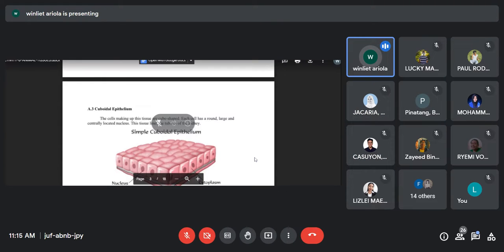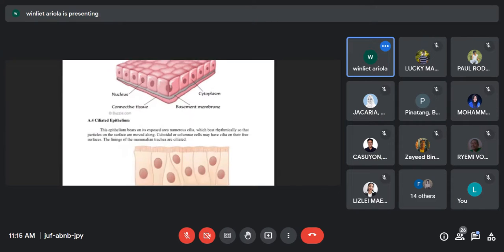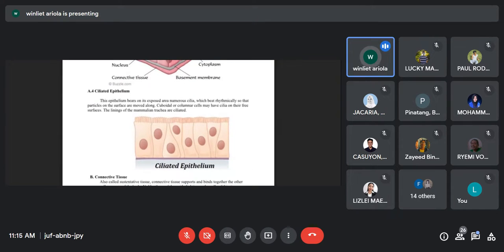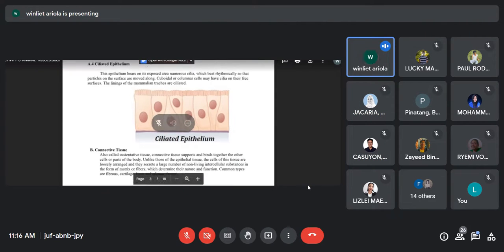So if I were you, I would make a, what's this? What do you call that? Parang reviewer ninyo, no? Key points of each. And then the ciliated. So where is the ciliated found? Linings of the mammalian trachea. Those are ciliated epithelium.